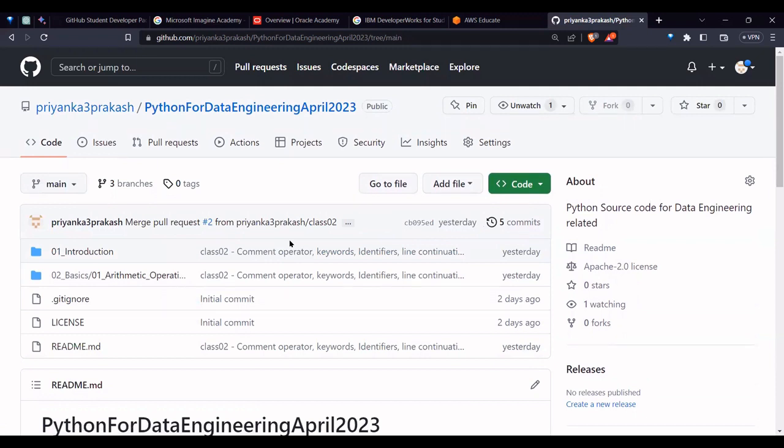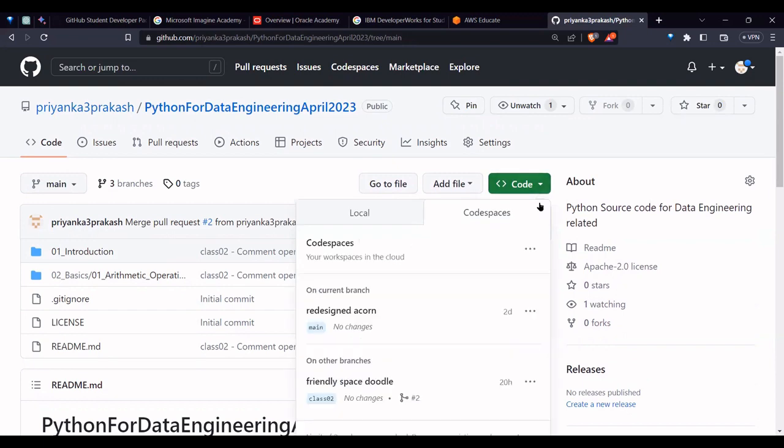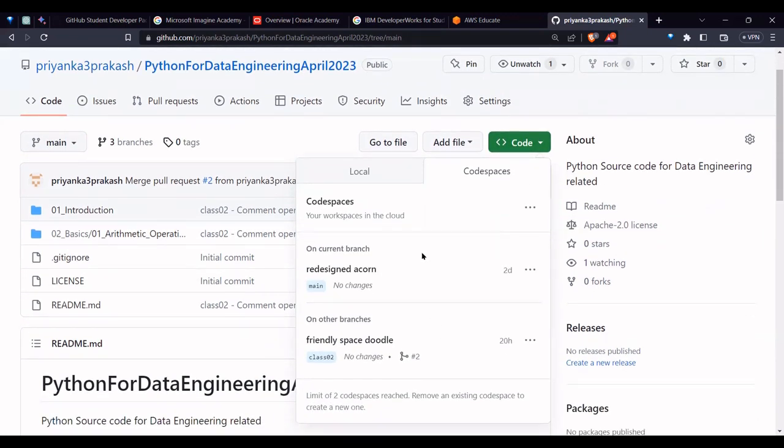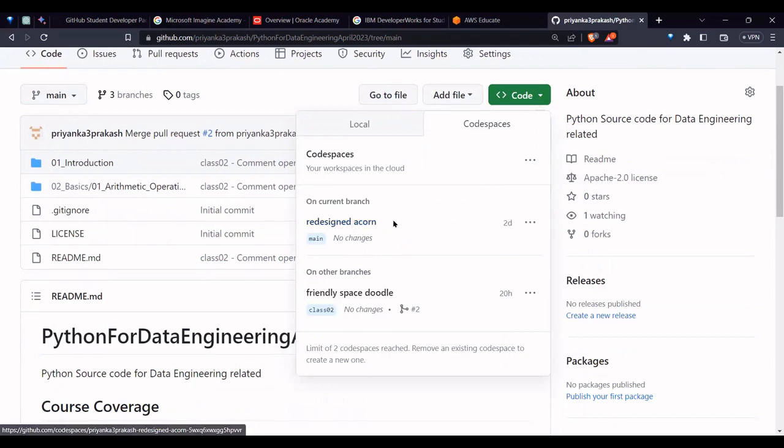Next, I have a repository. Now, how do you connect to the code space? If I click on this code space, you see what it is saying? Hey, there are already two code spaces. This is something which I worked on 2 days back, and this is something which I worked on 20 hours back, meaning 1 day back.